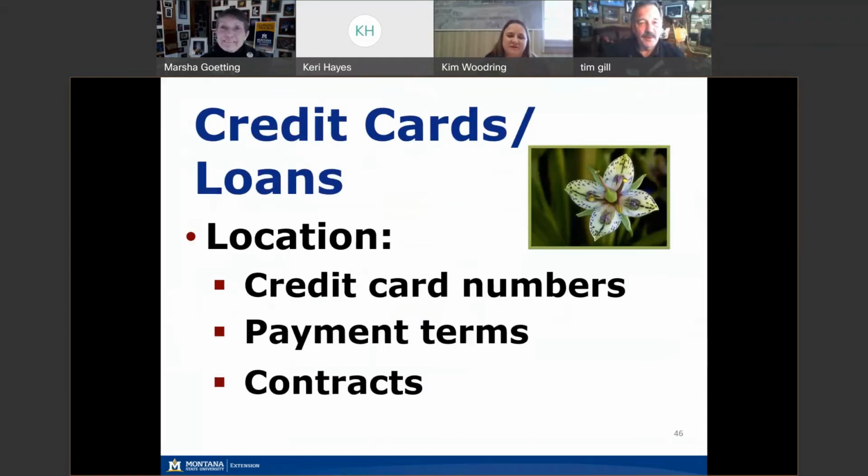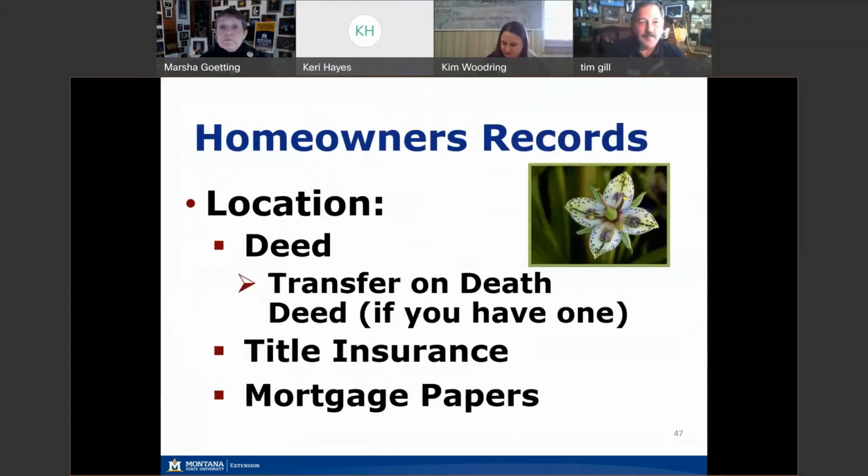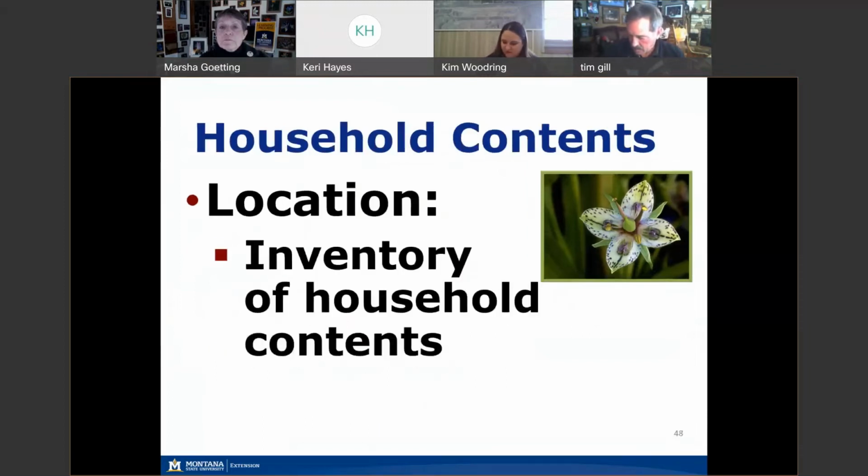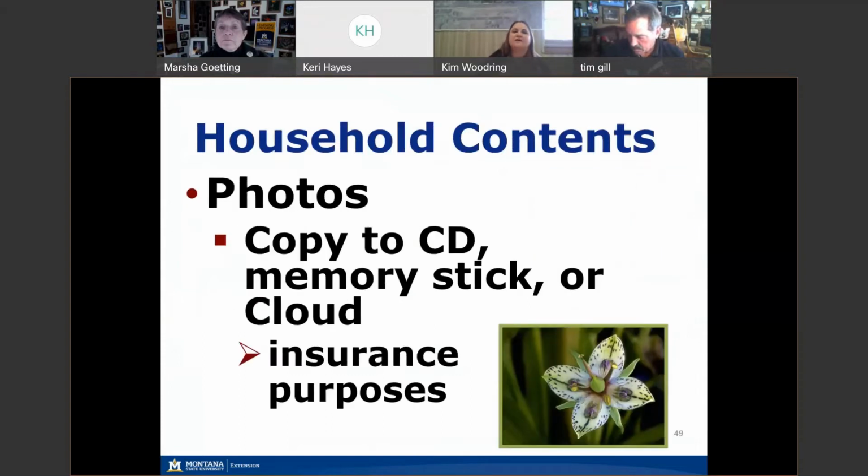So some other things you want to make sure are in there: the location of your credit cards and your credit card numbers, the payment terms and the contracts for those. Make sure you know the location of your deeds, your transfer on death deed, your title insurance, your mortgage papers, an inventory of your household contents. And another one that people don't really think of is photos. Make sure that they're copied to a CD or a memory stick or up in the cloud if you know how to do that. These can also be used for insurance purposes. If you have a picture of something that was in your house, you can use that.